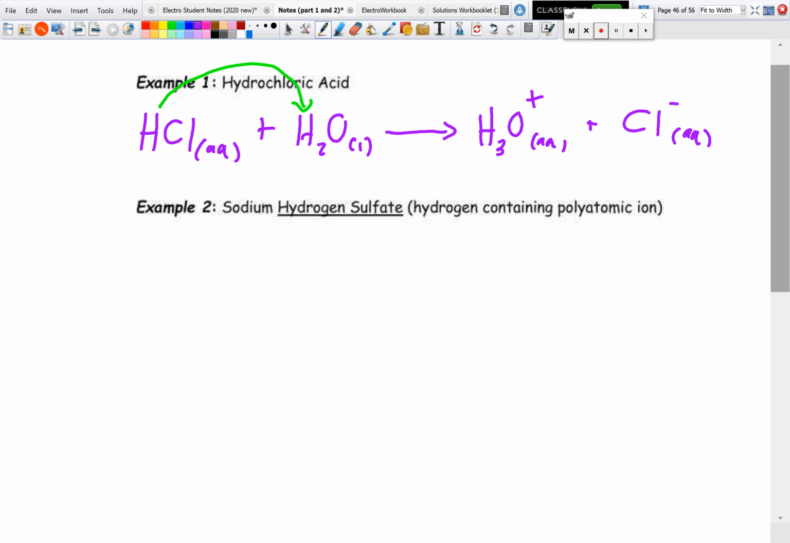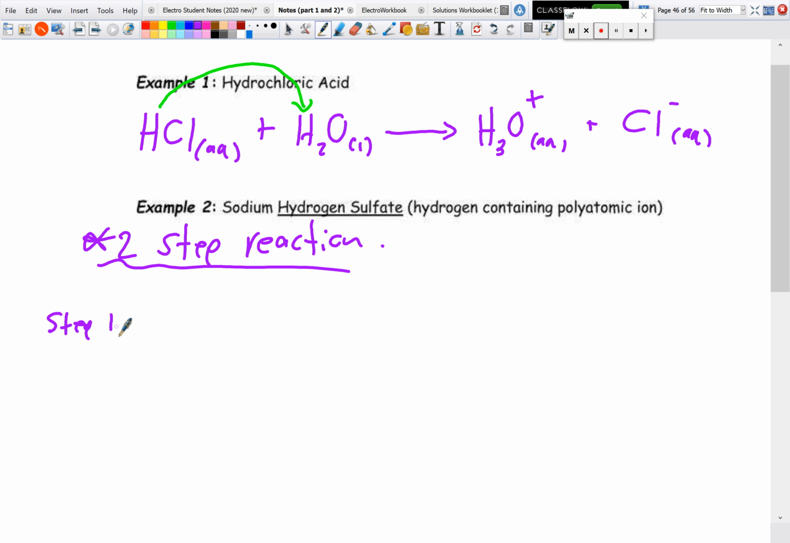So that's that example. Now for example 2, we have our sodium hydrogen sulfate, a hydrogen-containing polyatomic. In this one right here, this is going to be a two-step reaction. And all of the ones that contain a hydrogen and a polyatomic will be like this. So step 1 is dissociation.